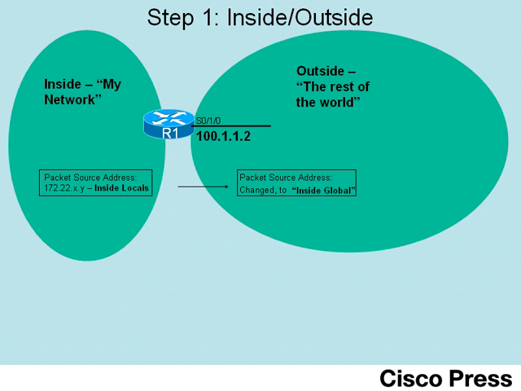But as the packet passes through router 1, it's going to change that source address. It's going to change it to a different address called the inside global address. That address represents the inside host as it goes through the globally routable internet. Now in this particular example, we're going to change that IP address to 100.1.1.2, which is router 1's serial IP address.